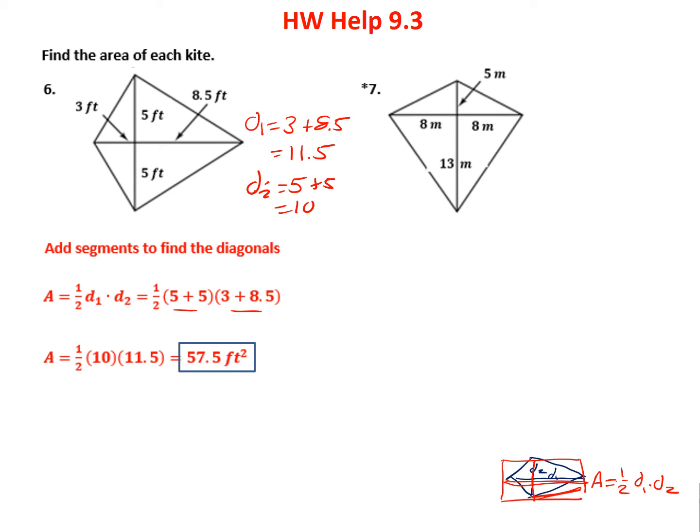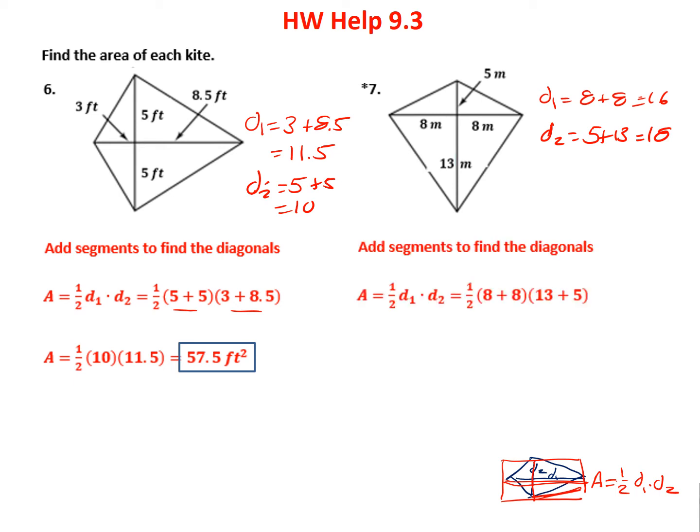All right. On the next one again, on number 7, let's look at the diagonals. I have a diagonal here, which is 8 plus 8, or 16. And I have a diagonal here, which is 5 plus 13, which is 18. So now I can put in the formula, 8 plus 8, 13 plus 5, 1/2 16 times 18, or 144 meters squared.